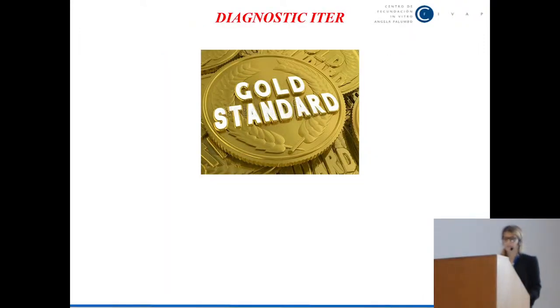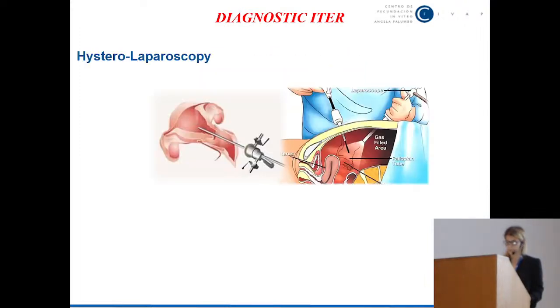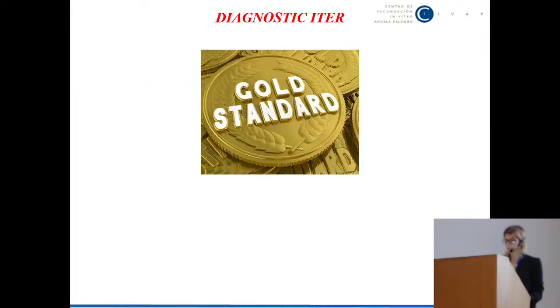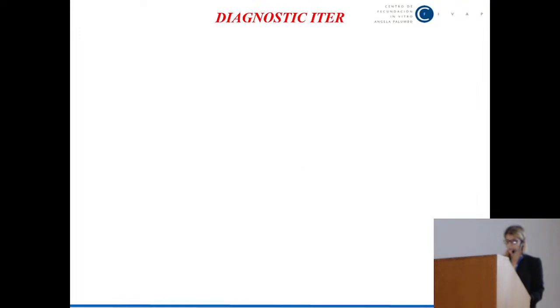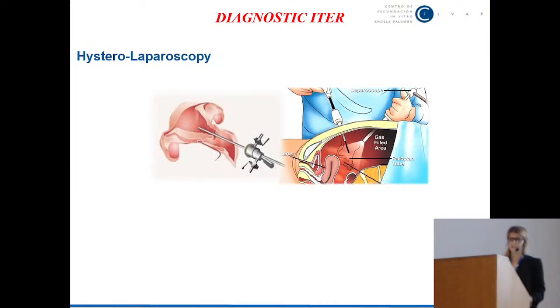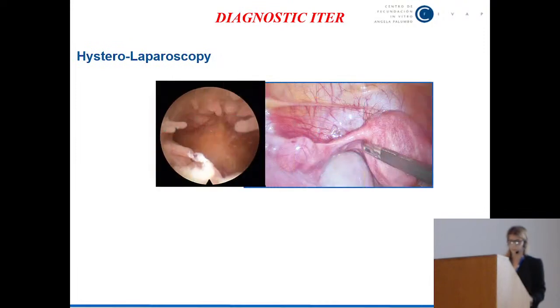Laparoscopy and hysteroscopy are the gold standard exams to study the fallopian tube, but they have high costs since they require hospitalization, an operating room, general anesthesia, and there are surgical and anesthesiological risks and a long waiting time. So it doesn't represent the first level diagnostic approach.